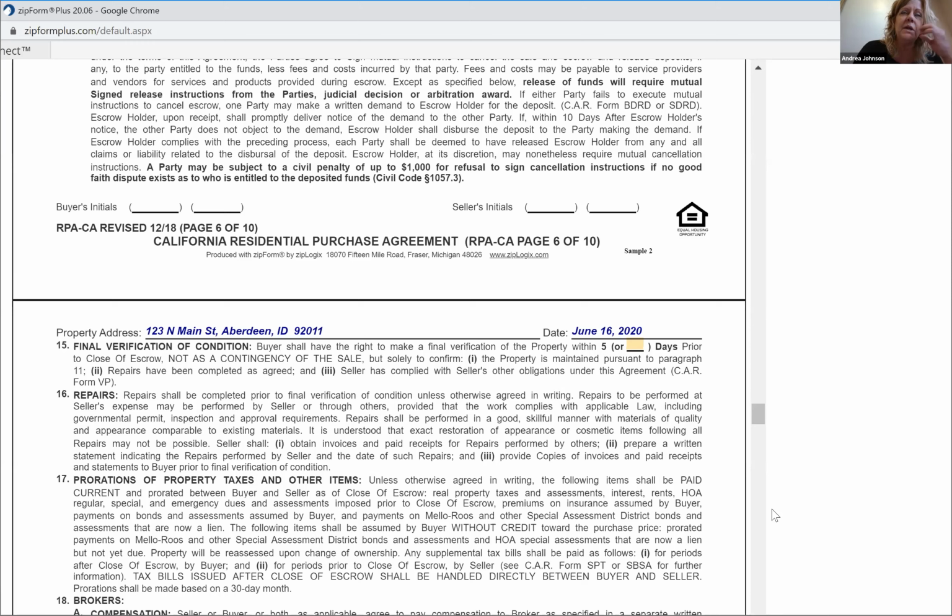Now, they might sign the cancellation of escrow, but maybe not the disposition of the deposit.